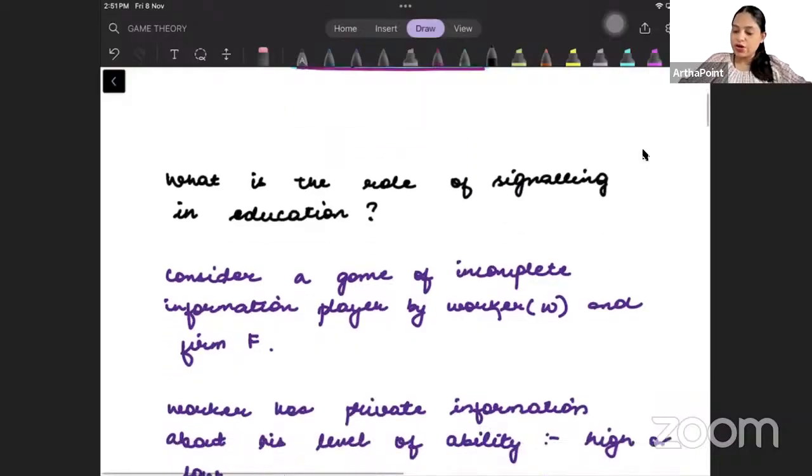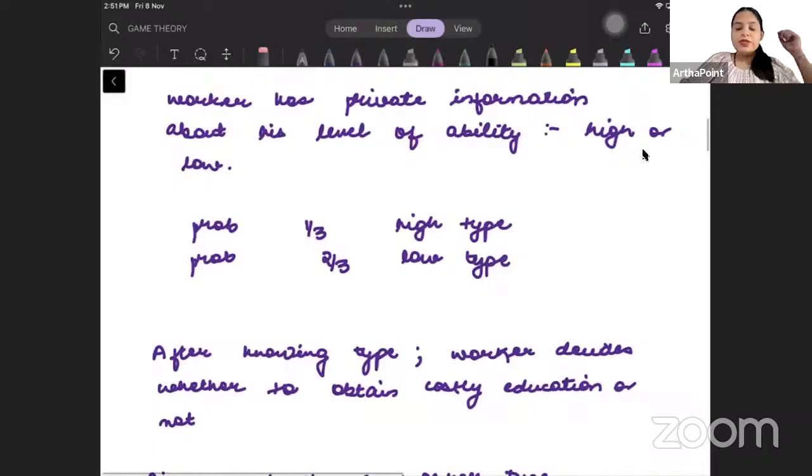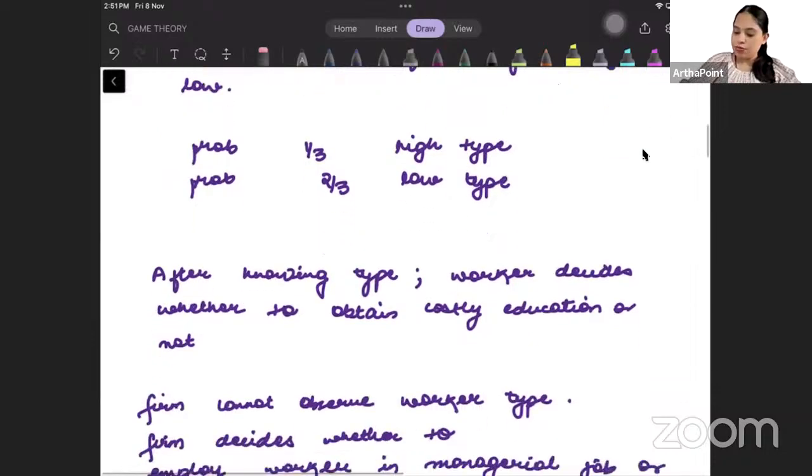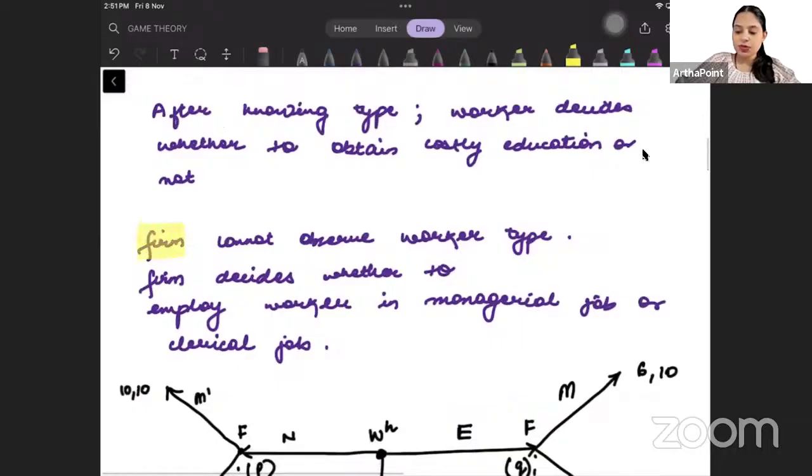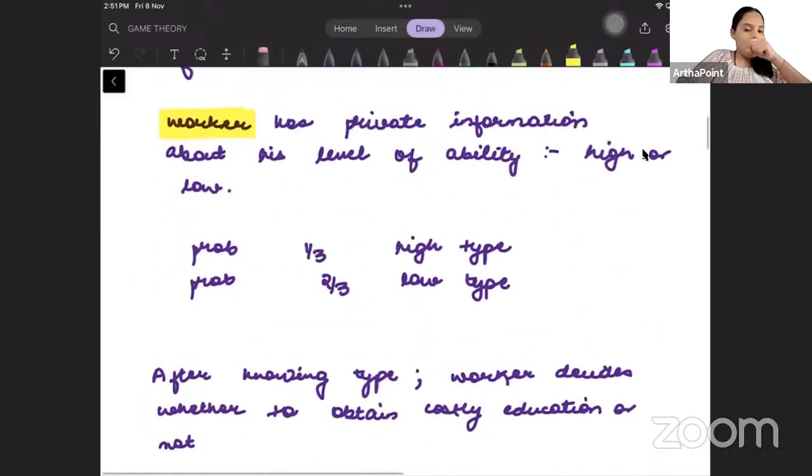So look carefully, sir, what game we are talking about. There are two players in this game. The first one is the worker. The second one is the person who is giving the job, which is the firm. The worker has private information about his ability. That means the worker privately knows about his ability, whether he is a high ability worker or a low ability worker. He knows about his ability and that is private information.